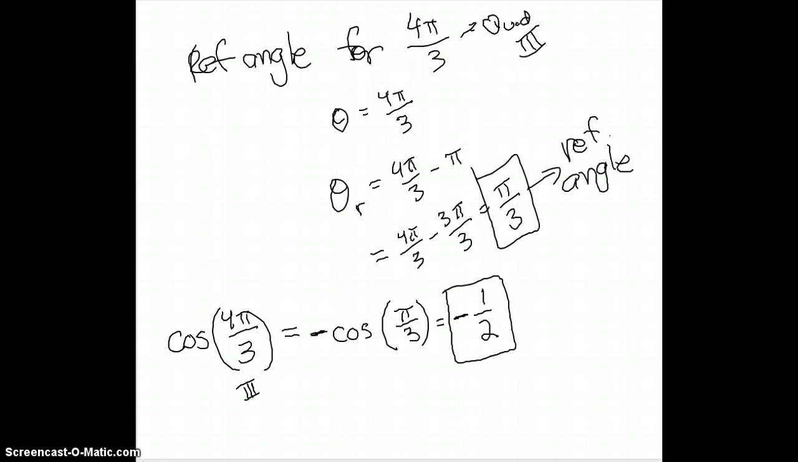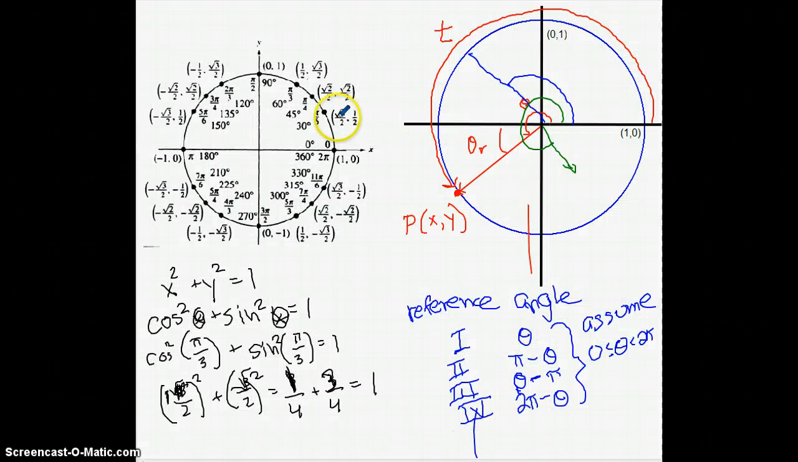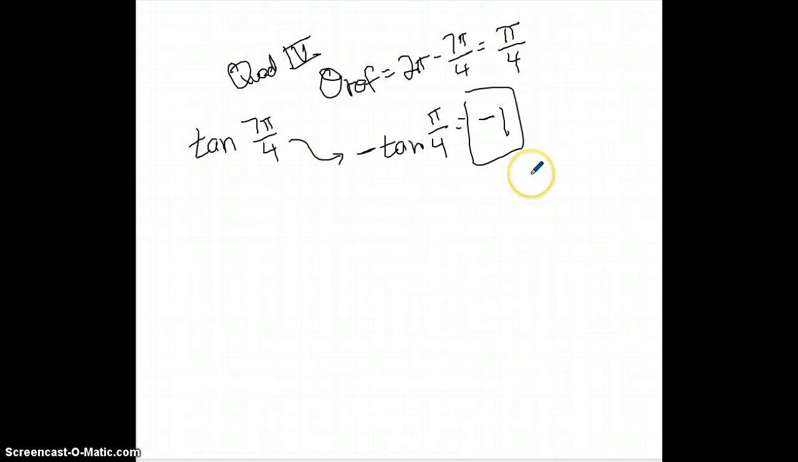Tangent of 7 pi over 4. Here's 7 pi over 4. And of course, it's sine over cosine, which is negative square root of 2 over 2 divided by square root of 2 over 2, and that's going to be negative 1. And that's why we got negative 1 as an answer.